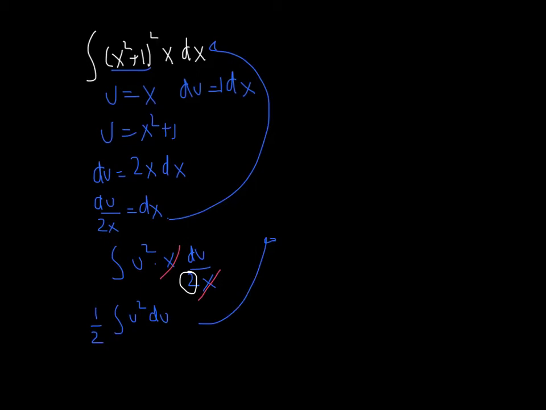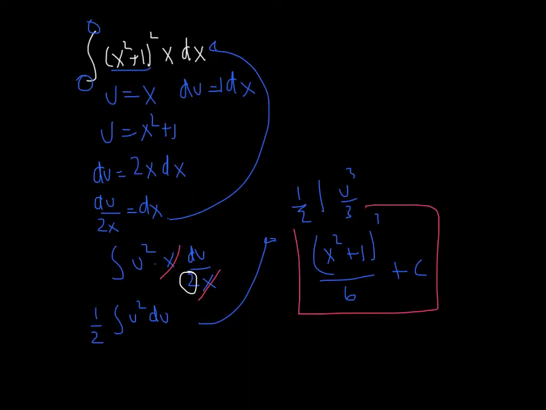Now let's continue that over here. So then you'll have 1/2 times u cubed over 3. Now you go back and replace your u with x's, and so you're going to have (x squared plus 1) cubed over 6. You also need a plus c here because we don't have an upper or lower limit, so this is called an indefinite integral, and anytime you have that, you need to have a plus c afterwards. And that is the answer to example 1a.